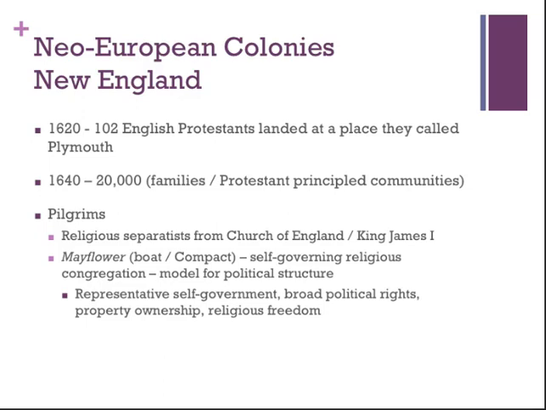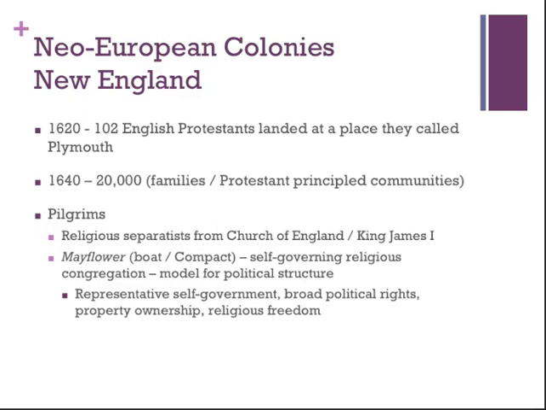The families, Protestant principled communities, a lot of people had come over very, very quickly. Those original people were the Pilgrims. They were what are known as religious separatists. They didn't really agree with the Church of England and King James I, so they moved over to the Americas searching for religious freedom. They had their Mayflower boat, the boat Mayflower that hopefully you've learned about in elementary school.